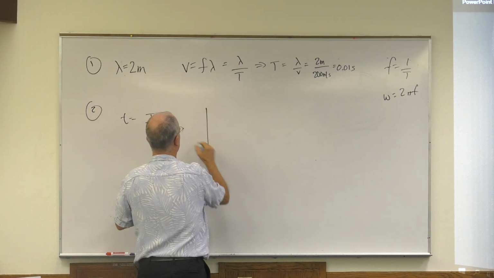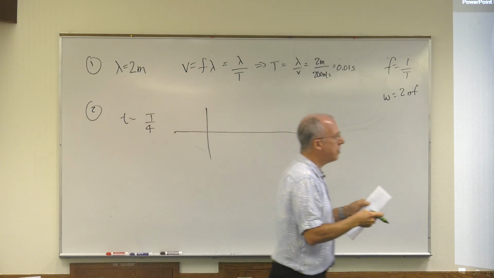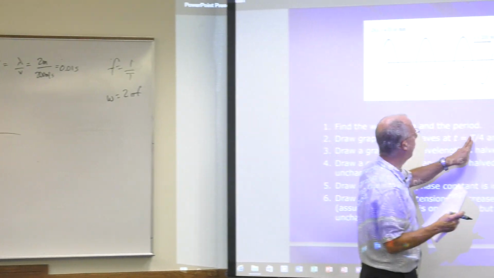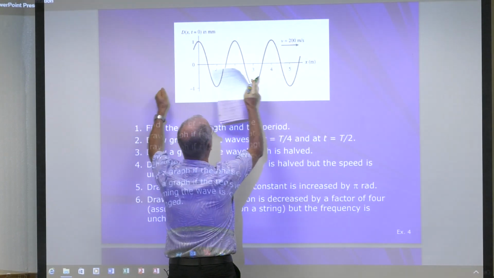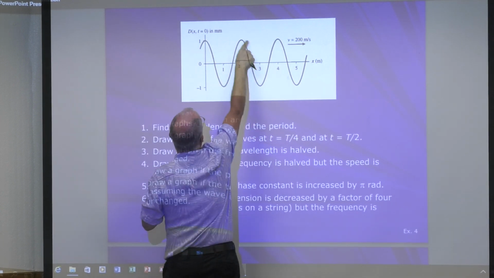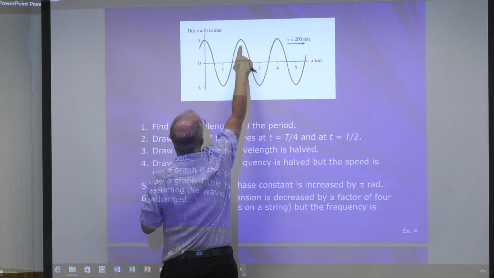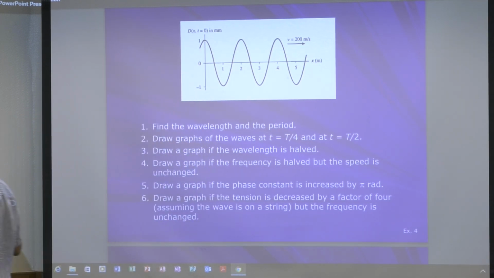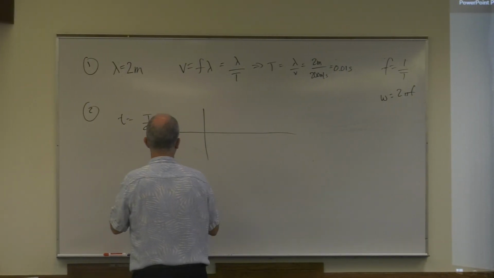Because I have to draw this. Oh, golly. Basically, we're going to shift this thing 1/4 of a wavelength. Here is 1 wavelength, and the wavelength is 2. So we're going to shift it 1/4 of that. What's 1/4 of that? 1/2. So we're going to shift it 1/2 a meter.